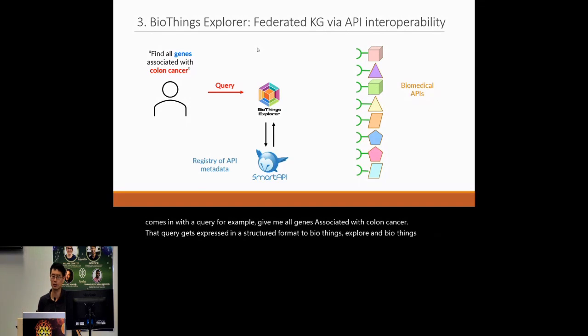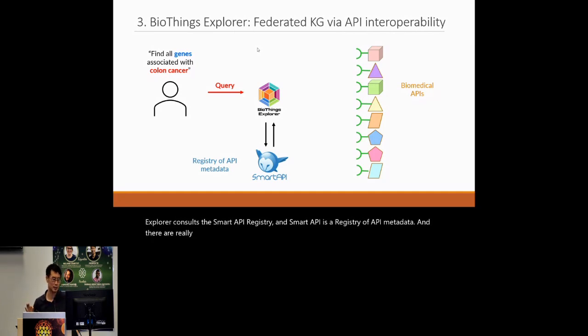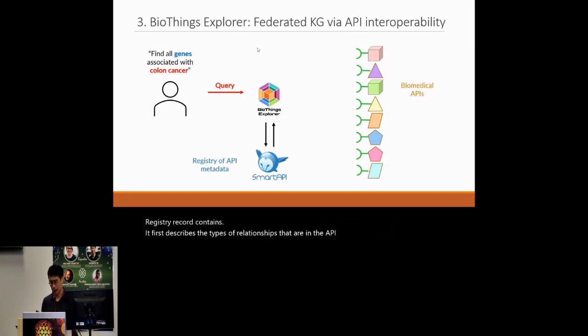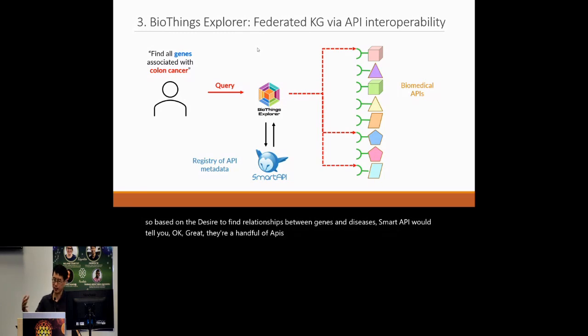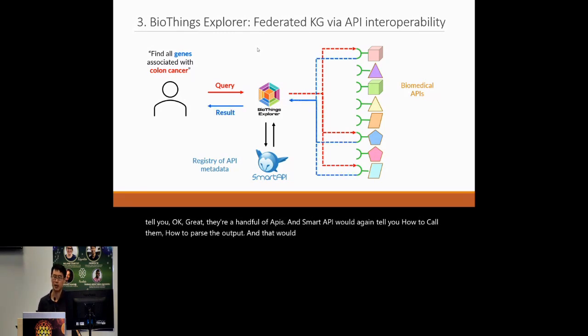and BioThings Explorer consults the SmartAPI registry. And SmartAPI is a registry of API metadata. And there are really three things that a SmartAPI registry record contains. It first describes the types of relationships that are in the API. It describes the method of calling the API, and it describes a method of parsing the output for given relationships. And so based on the desire to find relationships between genes and diseases, SmartAPI would tell you, okay, great, there are a handful of APIs, and SmartAPI would again tell you how to call them, how to parse the output, and that would be passed back to the user.